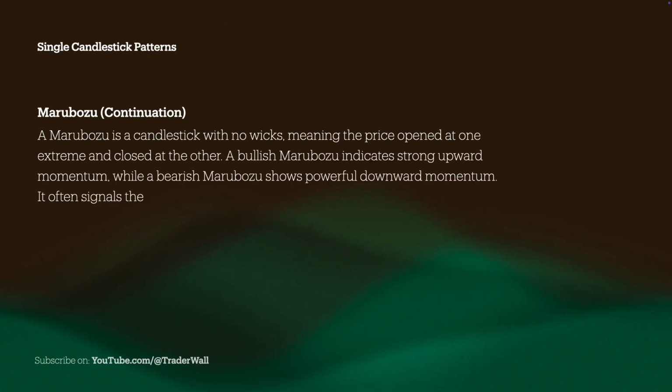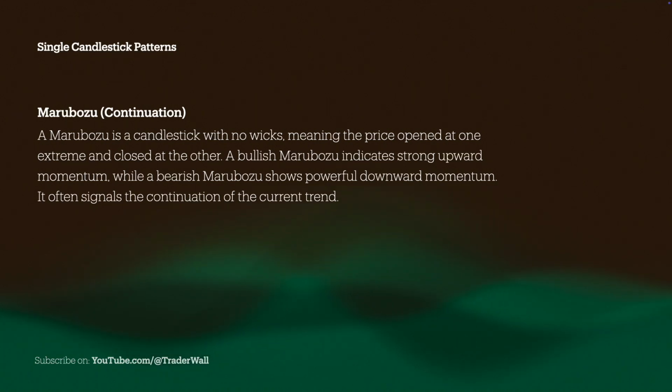Marubozu, continuation. A marubozu is a candlestick with no wicks, meaning the price opened at one extreme and closed at the other. A bullish marubozu indicates strong upward momentum, while a bearish marubozu shows powerful downward momentum. It often signals the continuation of the current trend.